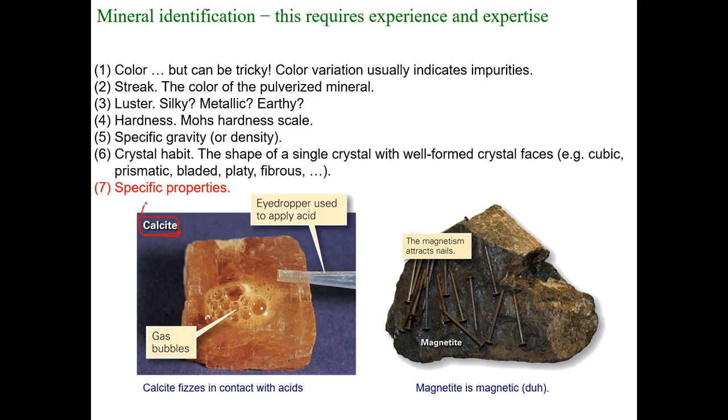Okay. By the way, the chemical formula of calcite is CaCO3. Calcium carbonate. Okay. You should know that. You should write that down and just memorize it. Write it on your forehead.